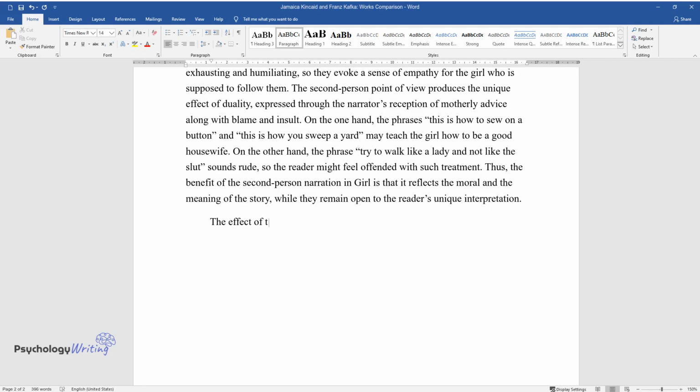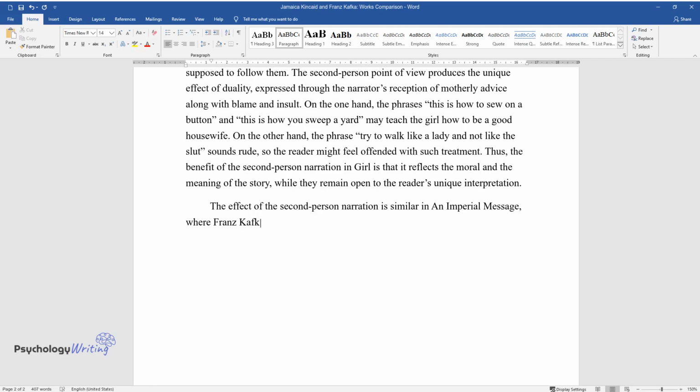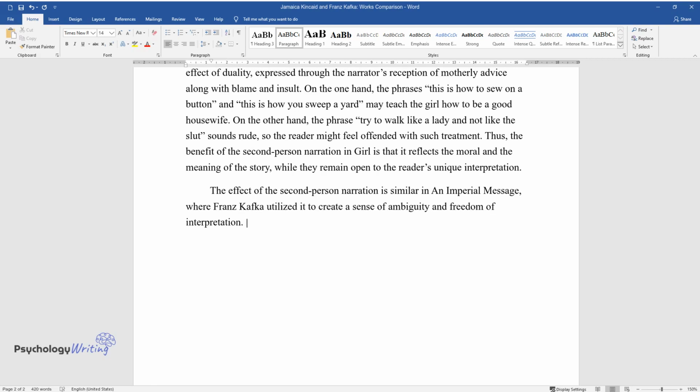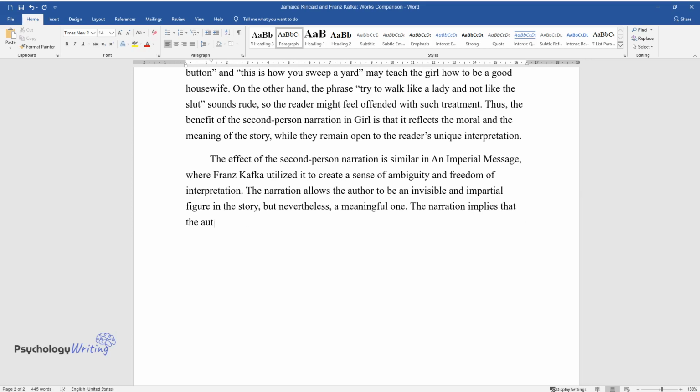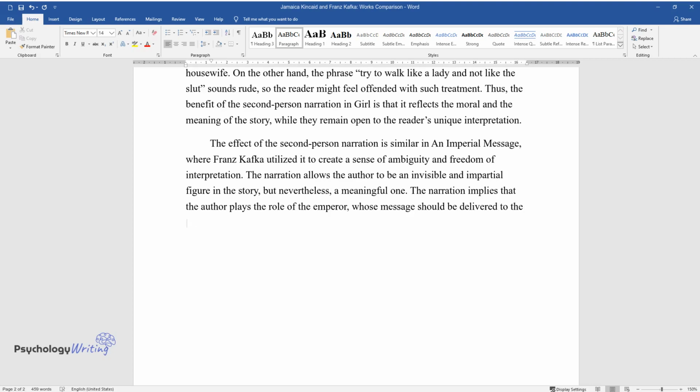The effect of the second-person narration is similar in An Imperial Message, where Franz Kafka utilized it to create a sense of ambiguity and freedom of interpretation. The narration allows the author to be an invisible and impartial figure in the story, but nevertheless, a meaningful one. The narration implies that the author plays the role of the emperor, whose message should be delivered to the reader but cannot reach the destination due to the challenges along the way.